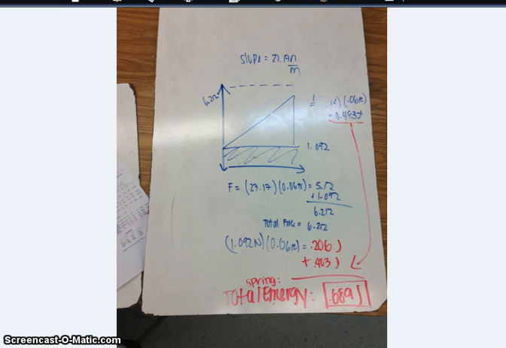After that, I used 1.092 again, and I multiplied that by 0.06 pi, and then I got 0.206 joules. And then you add 0.483 joules, which comes from 1/2 times 0.06, and your total energy will be 0.689 joules. So that's it for my presentation.